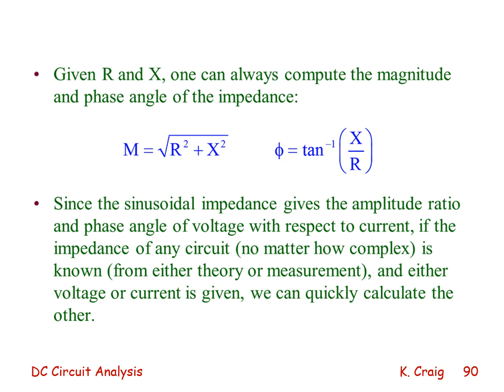Since the sinusoidal impedance, which is what we call the frequency response, gives the amplitude ratio and phase angle of voltage with respect to current, if the impedance of any circuit, no matter how complex, is known from either theory or measurement, and either voltage or current is given, we can quickly calculate the other.